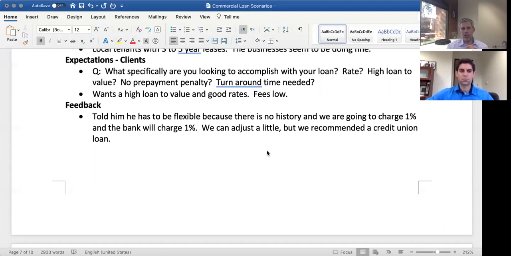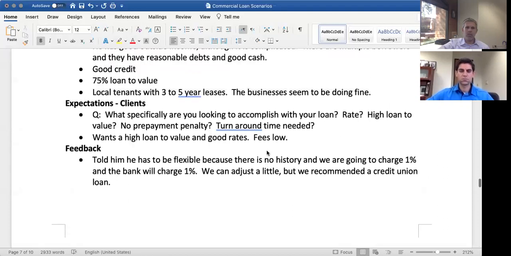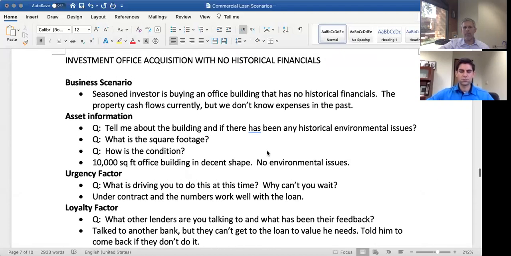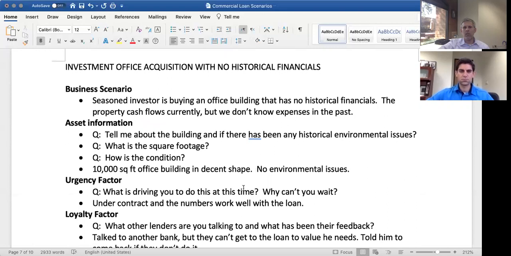We bought the building, closed on time. And so that's sort of how we made the recommendation and what direction we ended up going for an investment office with no historical financials, which will happen from time to time.